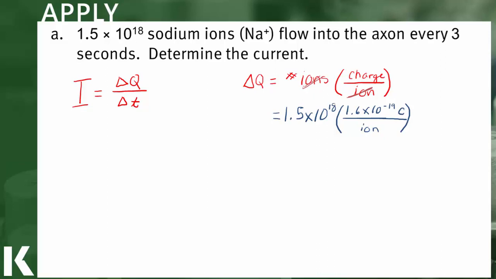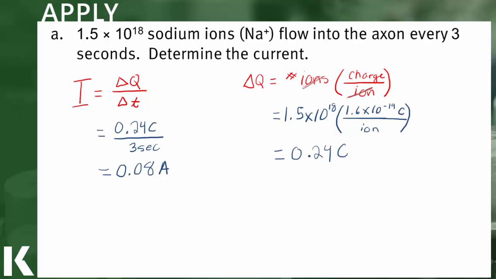We can then take that amount of charge, which is 0.24 coulombs, and divide by the number of seconds, 3 seconds, to get that there's a total of 0.08 amps of current flowing into this axon every 3 seconds. So this is an example of positive charge flow, which is the direction of the conventional current.